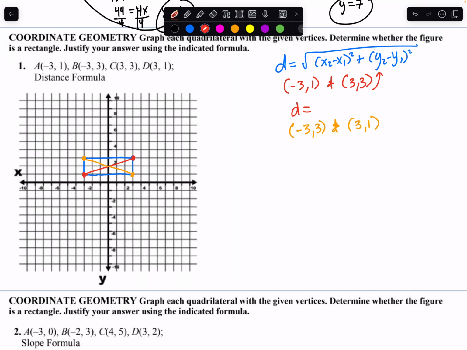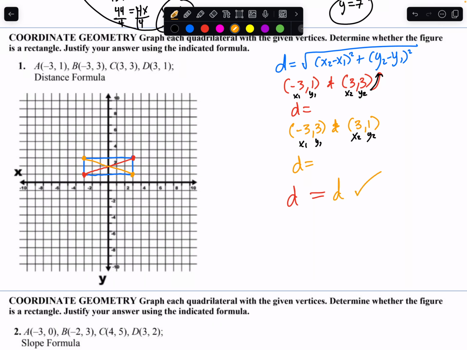All I would have to do is identify my x1, y1, x2, y2, plug it into the formula, and find the distance. And then I would do this again, x1, y1, x2, y2, plug it into the formula, and find the distance. And then the question is, are these distances equal? If the first distance matches the second diagonal, we have ourselves a rectangle.